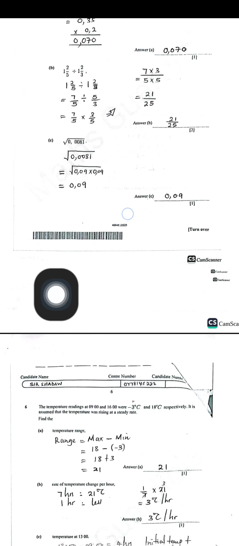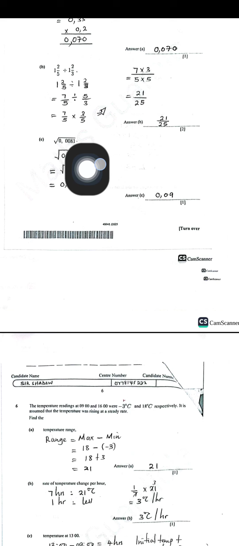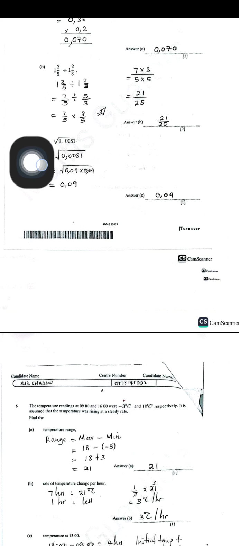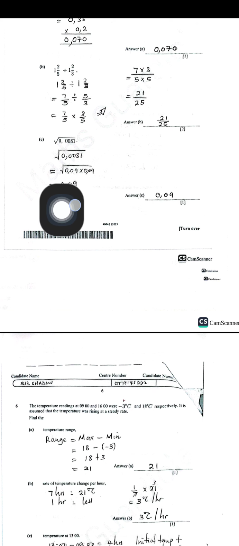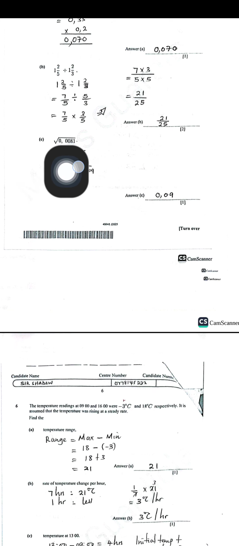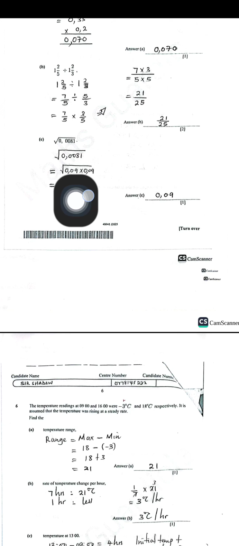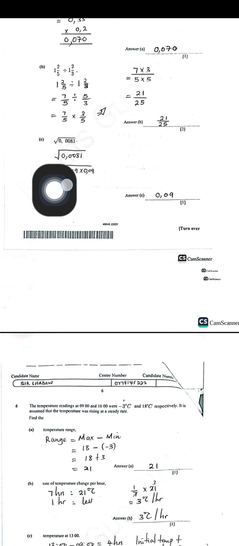Right, considering part C. Part C, we're given the square root of 0.0081. We want to find the square root of this number. You just find a number which can multiply itself twice in order to get this number inside the root. The number here is 0.09 times 0.09. If you multiply the two, we get 0.0081.